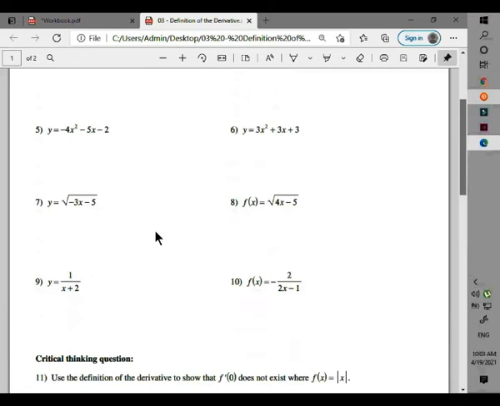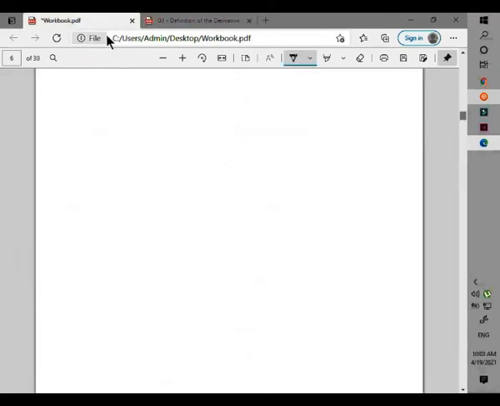Alright, so I guess we now move on to the lengthy problems. From number 5 to number 10, my gosh, they're going to be long. Alright, so y is equal to minus 4x squared minus 5x minus 2. So you know I'm solving for dy dx. I'm just going to say this is equal to the limit because I know how lengthy this is going to be.